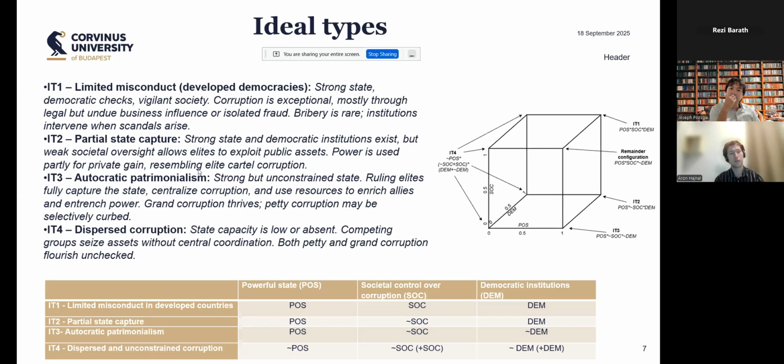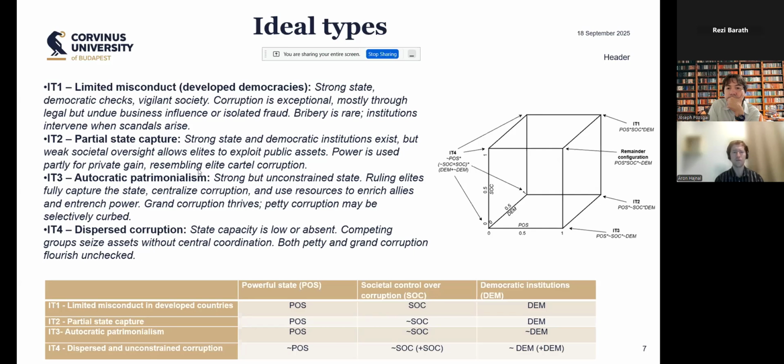The first one we called limited misconduct in developed democracies. In the table you can see which combination of these dimensions leads, in our view, to limited misconduct in developed democracies. As you can see, the state is powerful, there is societal control over corruption, and there are strong democratic institutions. We argue that if a state is strong, but it's counterbalanced by a vigilant society and democratic checks, then corruption will be present, but it will be the exception rather than the normal way of affairs.